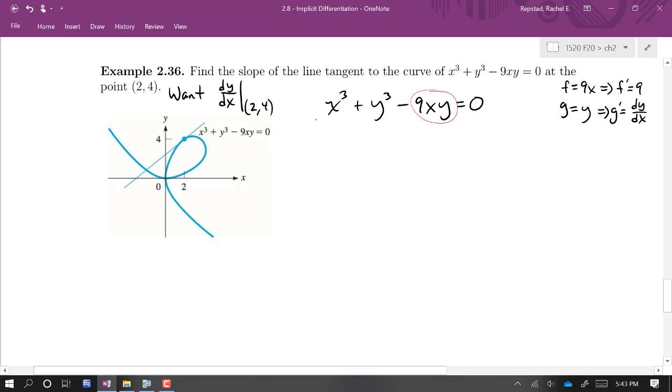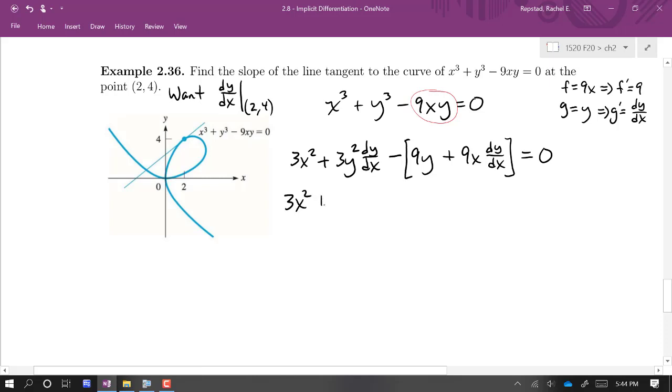All right, let's begin. Let's start differentiating. So the derivative of x cubed is 3x squared. And the derivative of y cubed is 3y squared dy dx. Now, I'm using brackets or parentheses, some sort of grouping symbols, because I'm going to have to subtract the whole product rule here. G times f prime is y times 9, or 9y, plus f times g prime is 9x dy dx. And that's equal to 0.